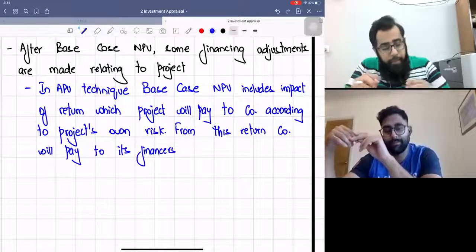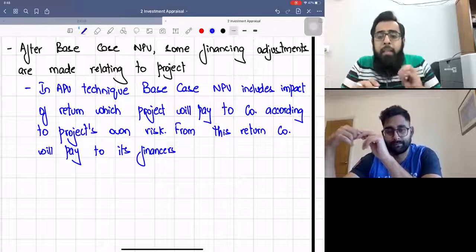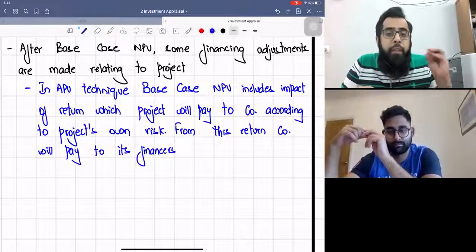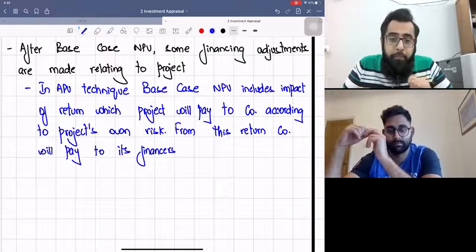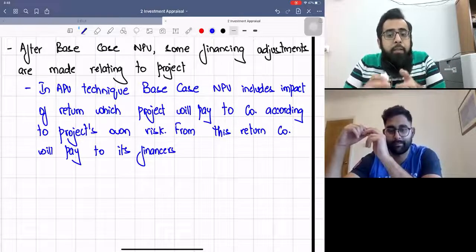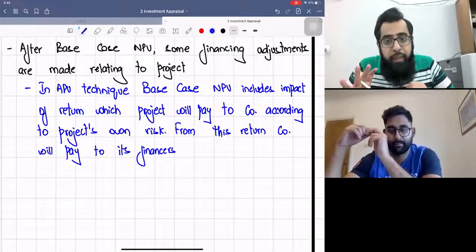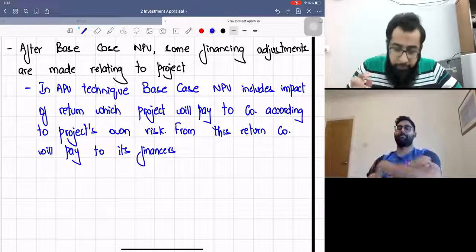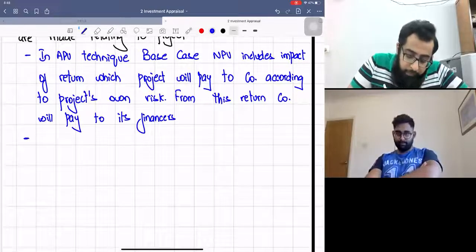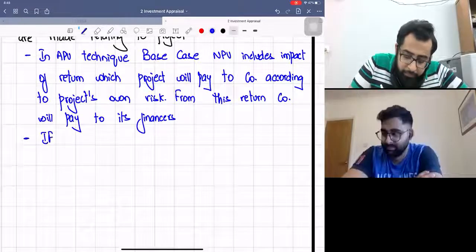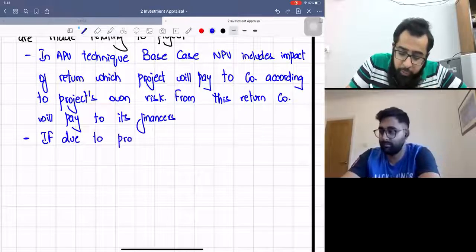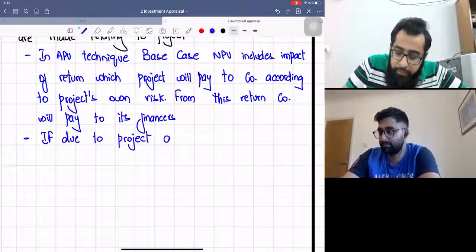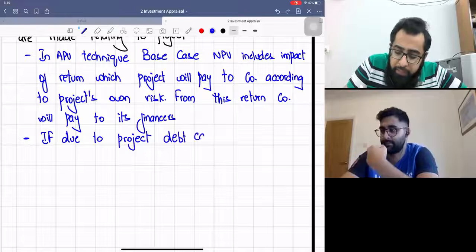Yeah, got it. Now, what the company did in base case NPV: the company charged a rate of return from the project, based on the risk of that project. The company got the return, and from that return the company will pay its financiers. Okay? Now, number two: if due to the project, the debt capacity of the company has increased.